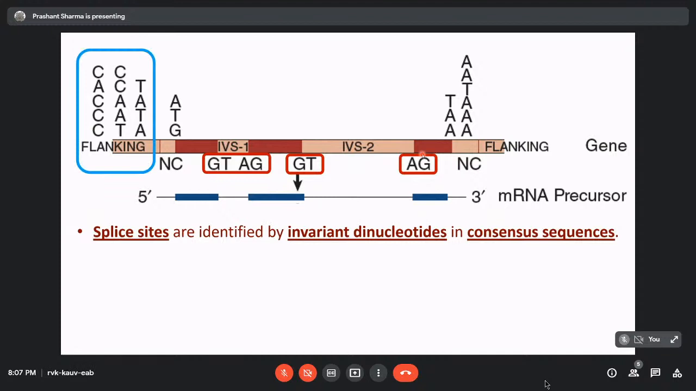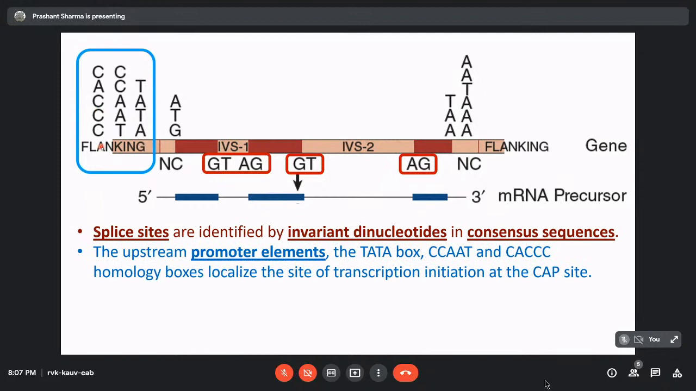And then I would like you to focus on these motifs over here. These are upstream promoter elements, and these three are very well known: the TATA box, the CCAAT, and the CACCC homology boxes. So these localize the site of transcription initiation in the gene. And then this particular slim red line is something called the cap site.